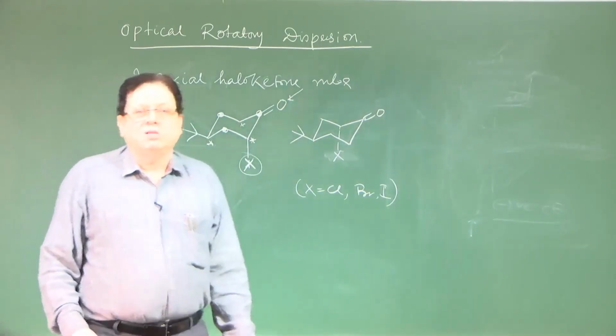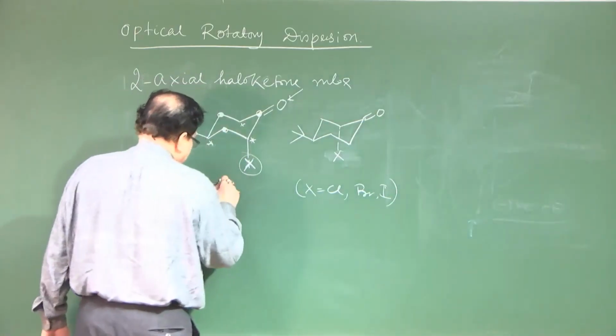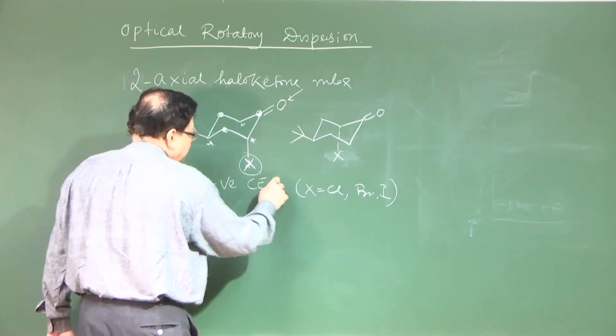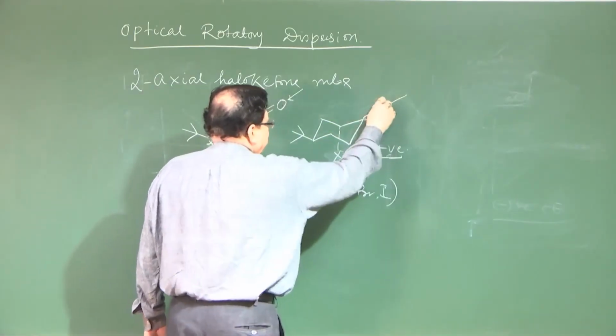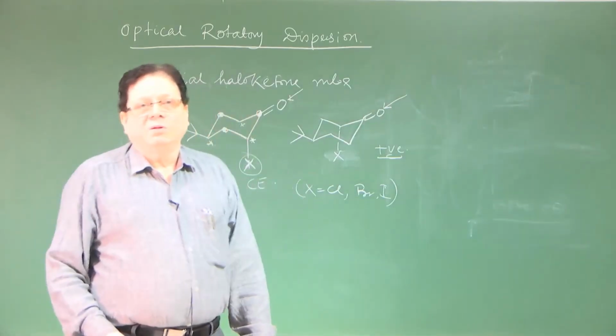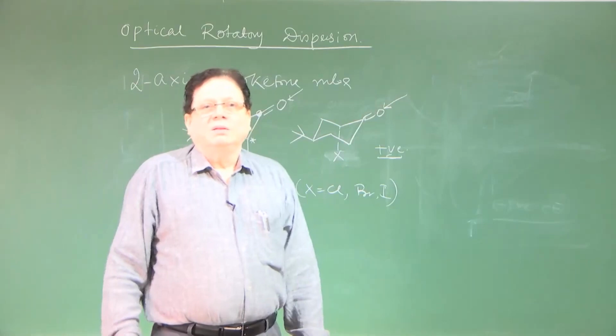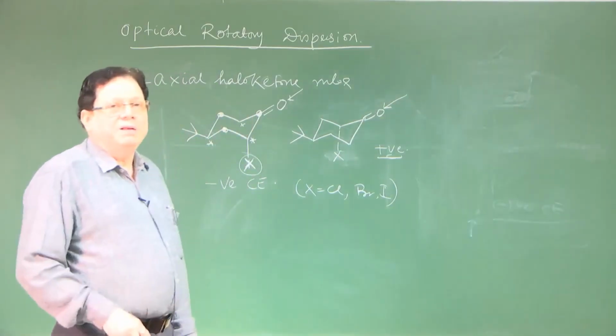and then if you see that the halogen is towards your left, then it will show negative Cotton effect and this will show positive Cotton effect. Now, this is entirely an empirical rule, but there is some rationale behind this.